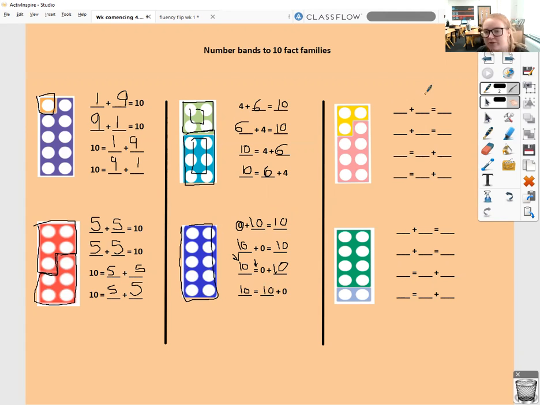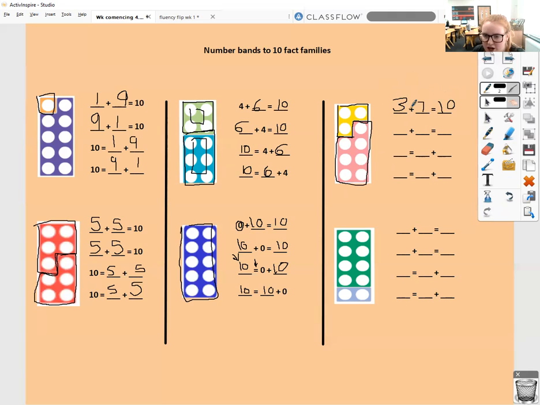Last couple. So this time we've got no numbers in our number sentence. We need to look at it together. So let's start with our whole. I know our whole is 10 because we are doing number bonds to 10. What is my first part? My first part is 3. So 3 plus how many more? 3 plus 7 more equals 10.